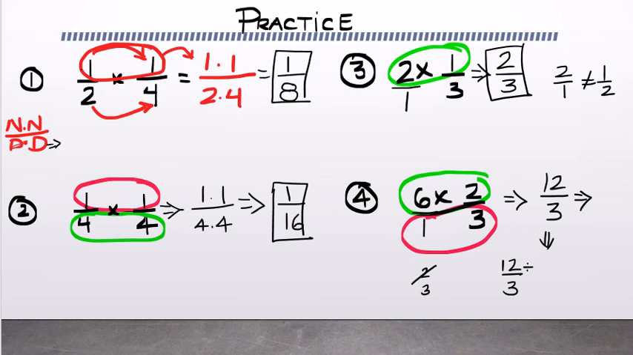Let's look into the next number, 3. 12 divided by 3. Can you divide 12 by 3? Yes. Can 3 go to 3? Yes. So that is my number. Okay, so 12 divided by 3 is 4. 3 divided by 3 is just 1. So this is going to be my answer.